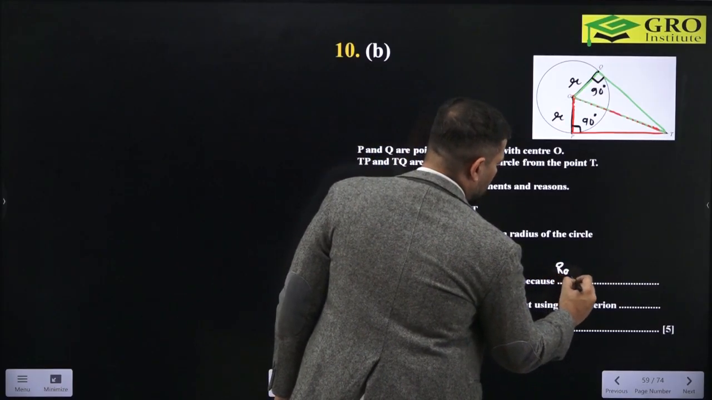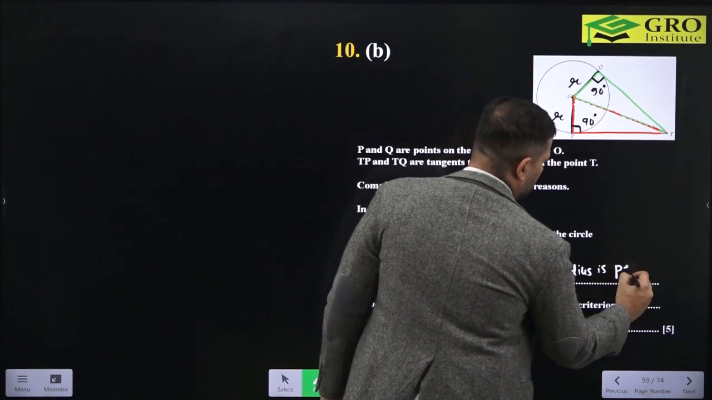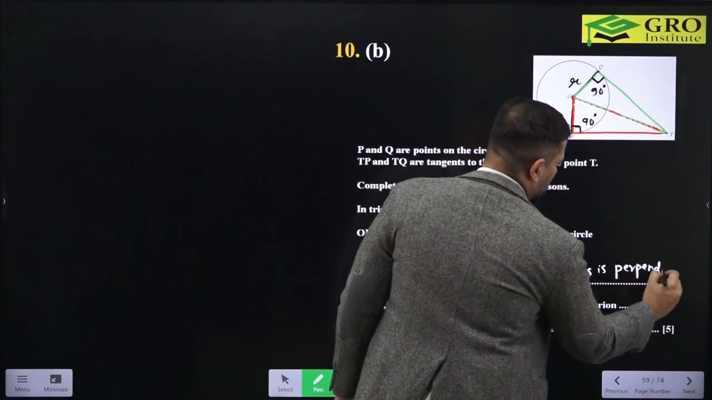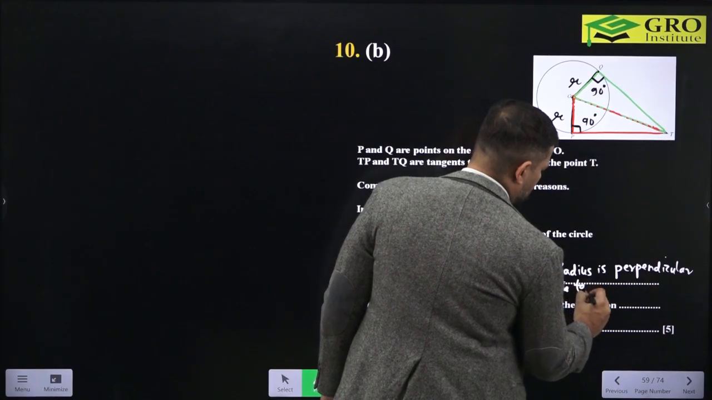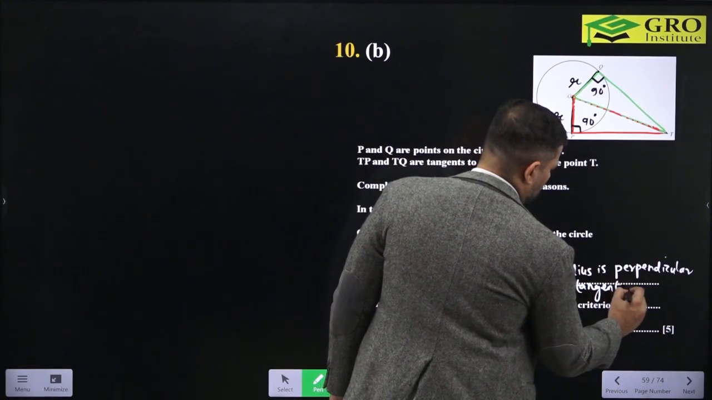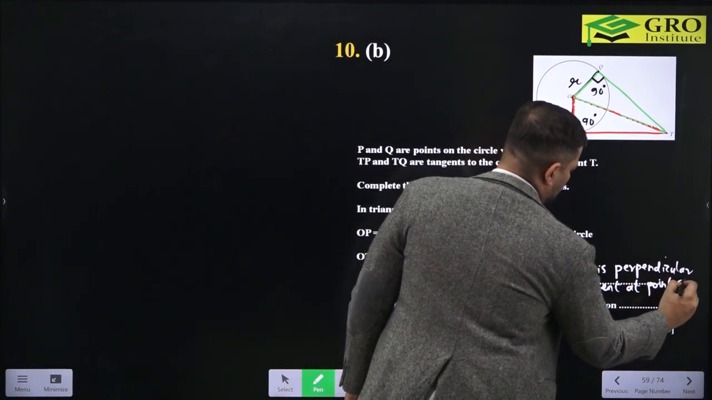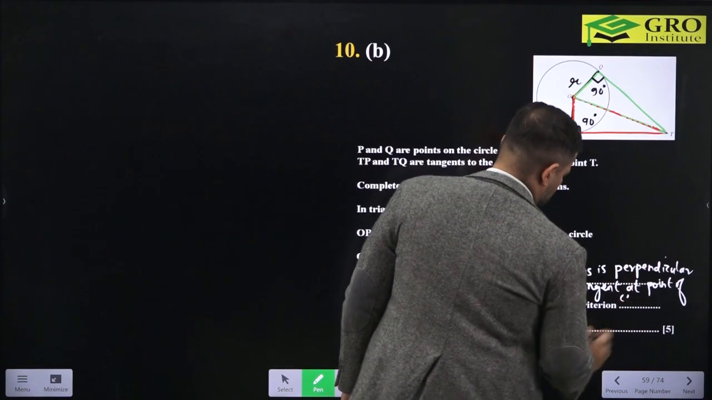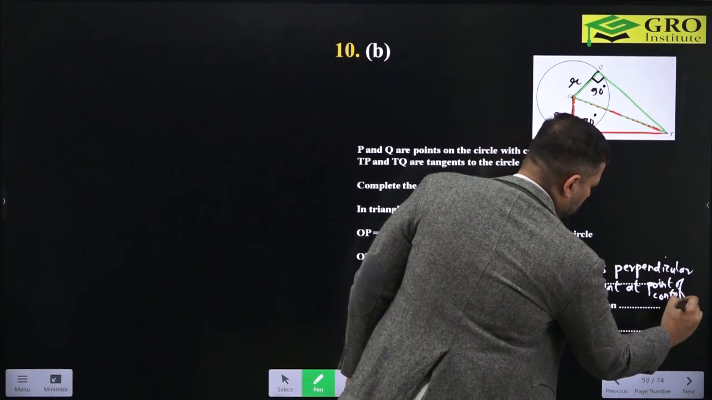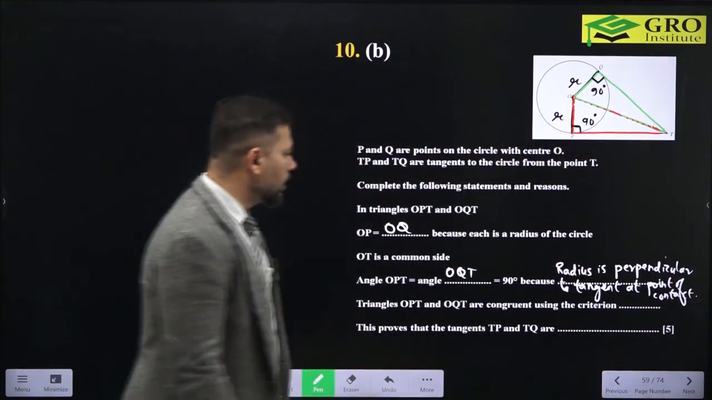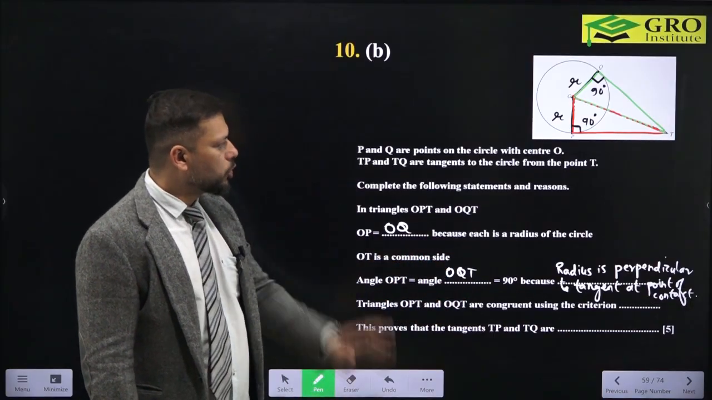Radius is perpendicular to tangent at point of contact. That is the reason, isn't it? The radius is perpendicular to the tangent at the point of contact. That's why that is also 90 degree.